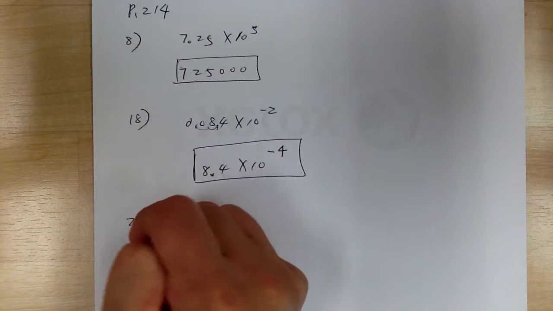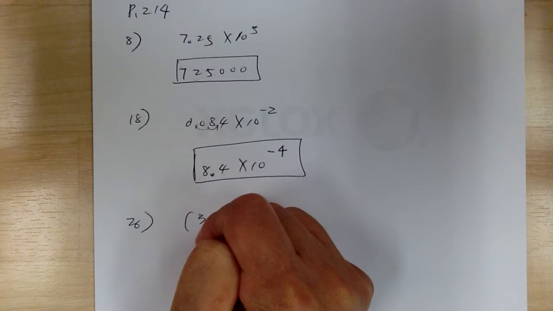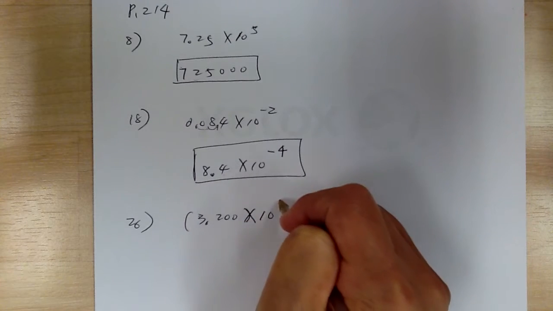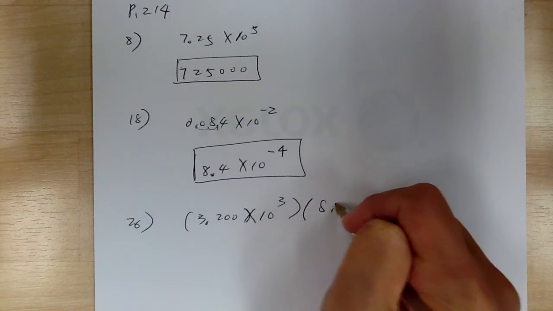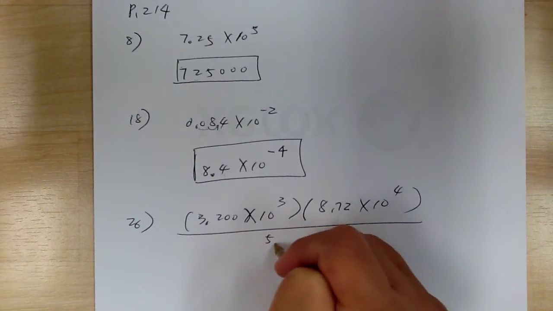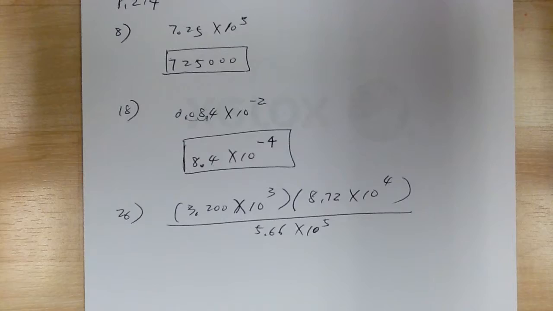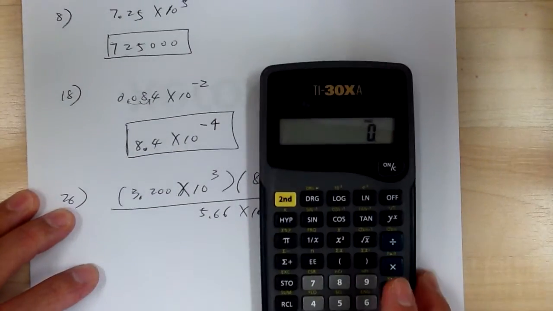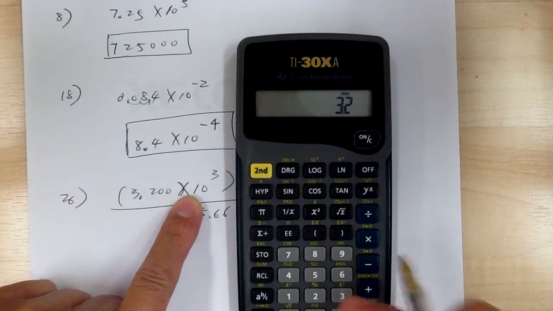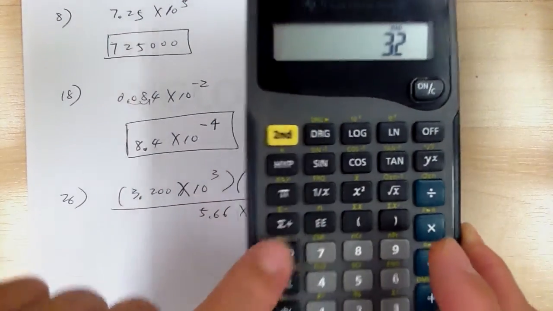Now, when you get to number 26, okay, you got 3.200 times 10 to the 3 times 8.72 times 10 to the 4 divided by 5.66 times 10 to the 5. So all these are scientific notation, so you need to know how to use scientific notation. So the way to enter is you enter 3.2. Now this is scientific notation. So for my calculator, I have the EE button right over here. So this is what you use for this type of calculator.